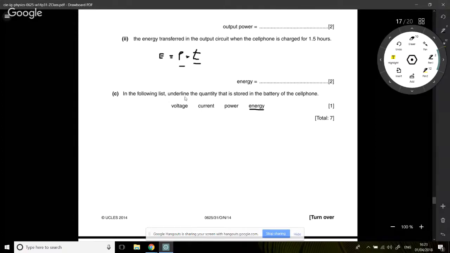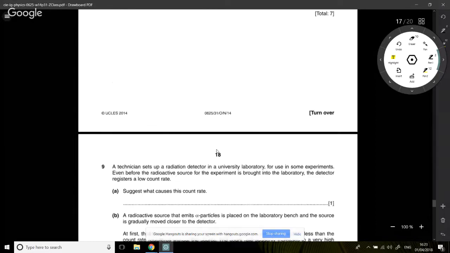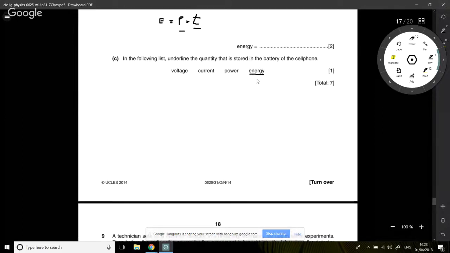Okay, in the following list, underline the quantity that is stored in the battery of the cell phone. Well, we're storing energy. You don't store power. Power is a transferred thing. Current is also a transferred thing. And voltage is sort of potential energy in a sense. But no, what we store in the battery is energy.